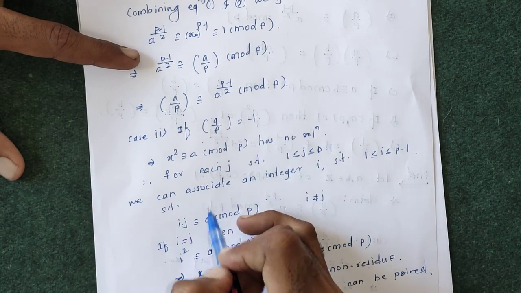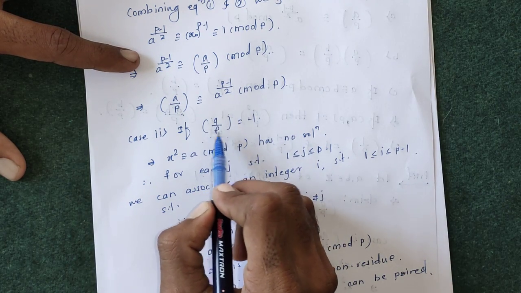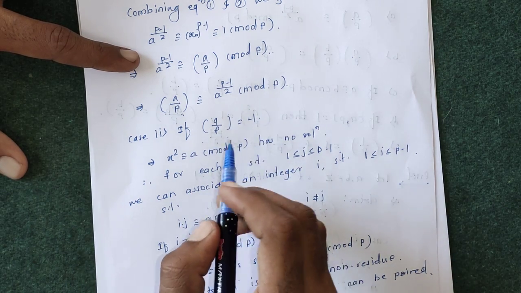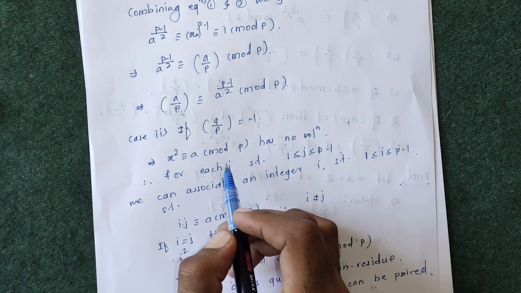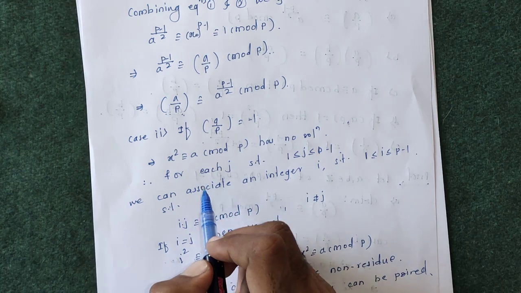In the second case, till now we have taken the Legendre symbol of a and p is equal to minus 1. So by using the definition of the Legendre symbol, we can say that this congruence has no solution. x square is congruent to a modulo p has no solution, that is, a is a quadratic non-residue.